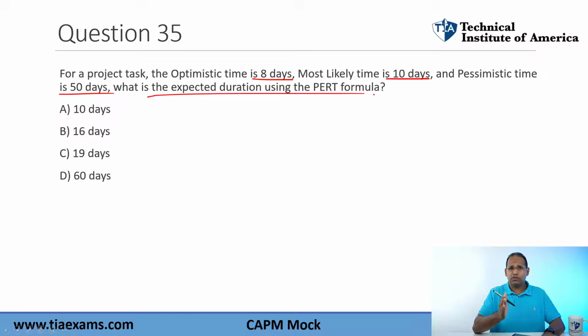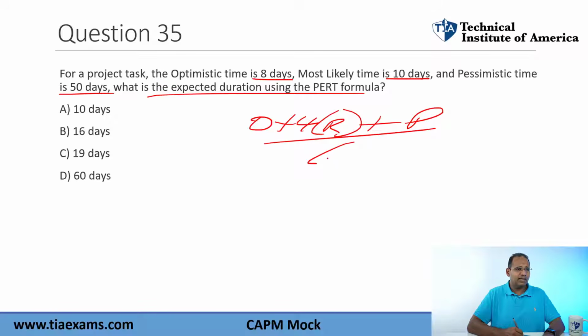So you guys have to know your PERT formula. Notice one for your exam. It's tested on a PMP. It's tested on a CAPM. So what exactly is it? So it is optimistic plus 4 times the realistic or most likely, plus the pessimistic, divide everything by 6.